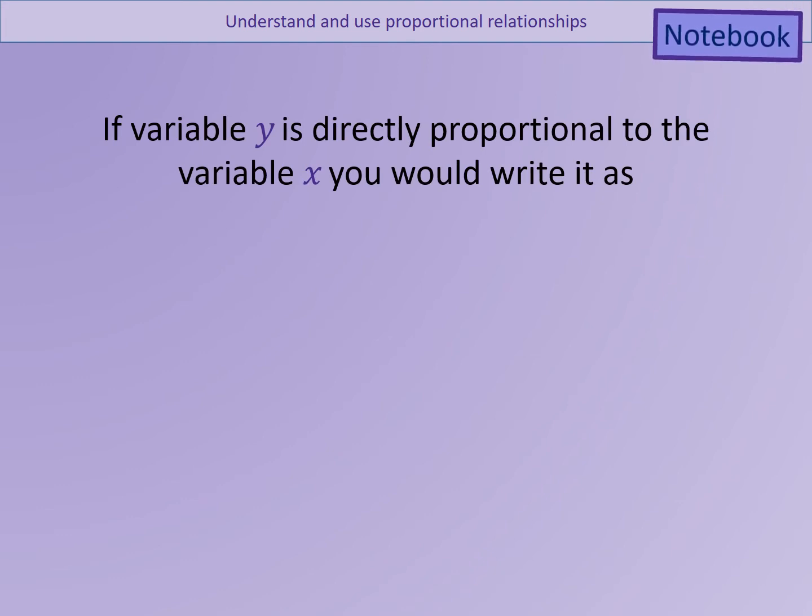Okay, so if y is directly proportional to the variable x, how would you write it? Maybe you've done it at school, and you might have seen this symbol before, used in previous lessons. When we talk about proportionality, or something's proportional, we use this symbol just here, similar to the alpha sign. So y is proportional to x is how it would read.